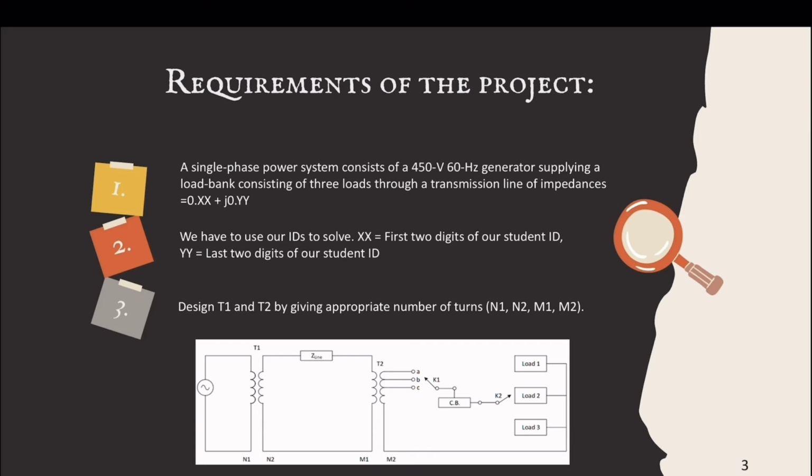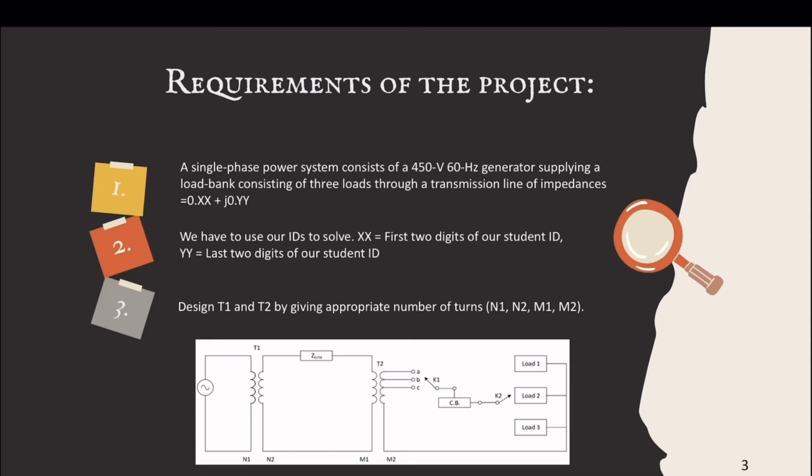First, the requirements of the project. Here in this project, we have to deal with a single phase power system consisting of a 415 volt 16 Hz generator supplying a load panel consisting of 3 loads through a transmission line of impedance ZL equals 0.xx plus j0.yy. Second, we have to use our IDs to solve: XX equals the first two digits of our student IDs, YY equals the last two digits of our student IDs.